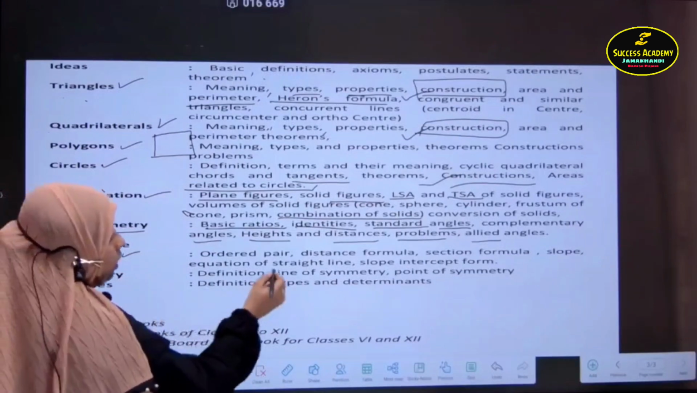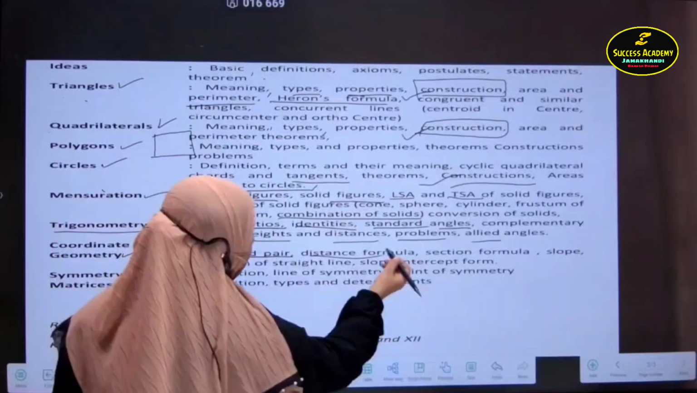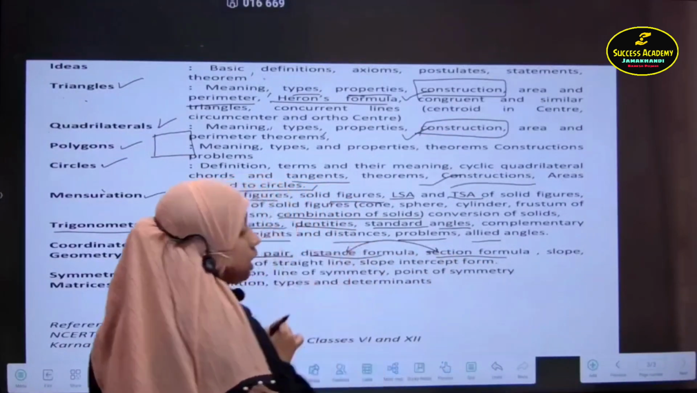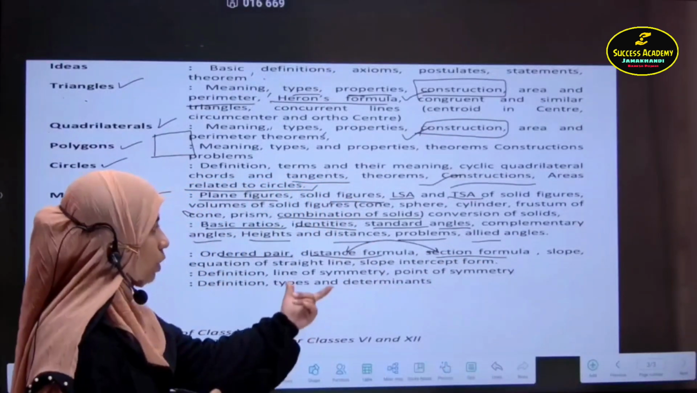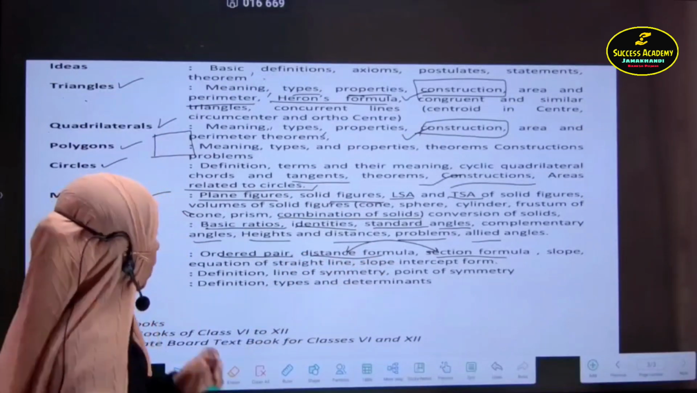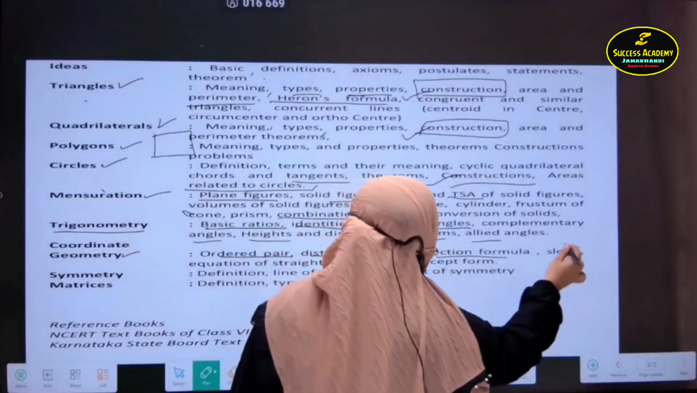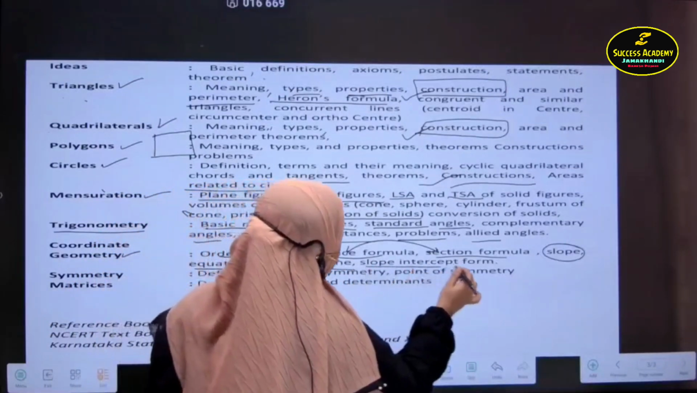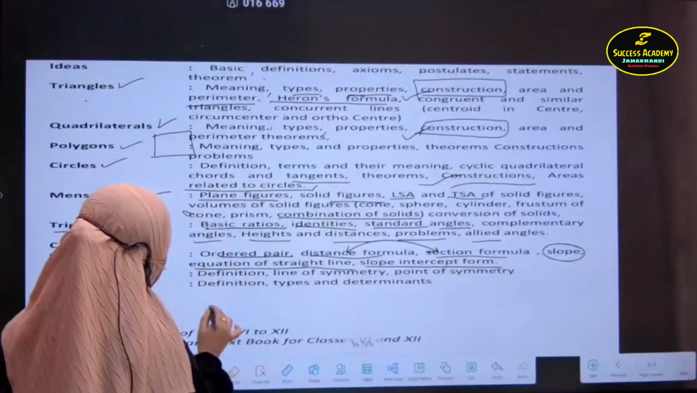Next, coordinate geometry. In coordinate geometry, ordered pair, distance formula, section formula, these are very important. One question is surely expected on this point: distance formula or section formula. Slope, this is also very important. Slope and straight line, equation of a straight line, slope intercept form. Equation of a straight line, what do we generally call?